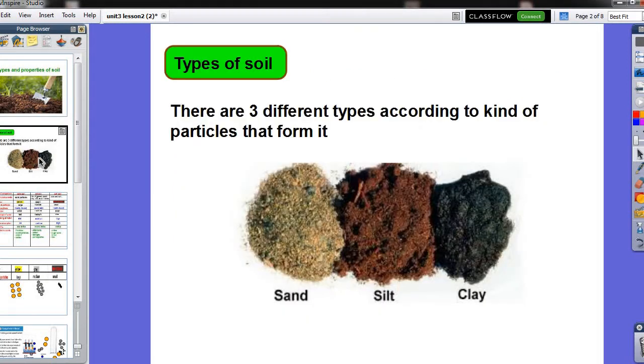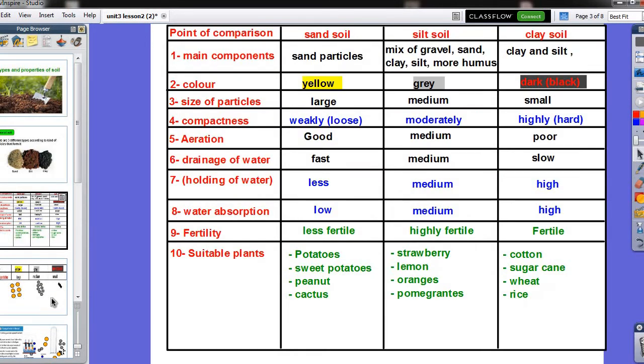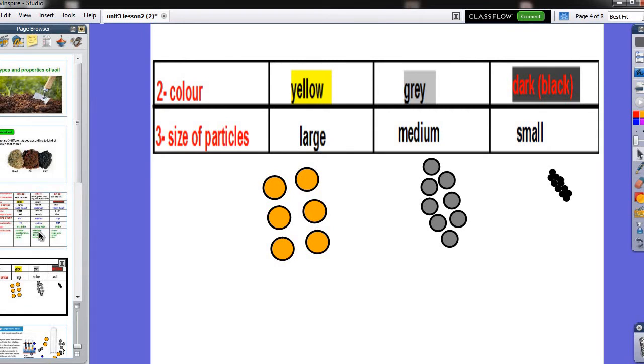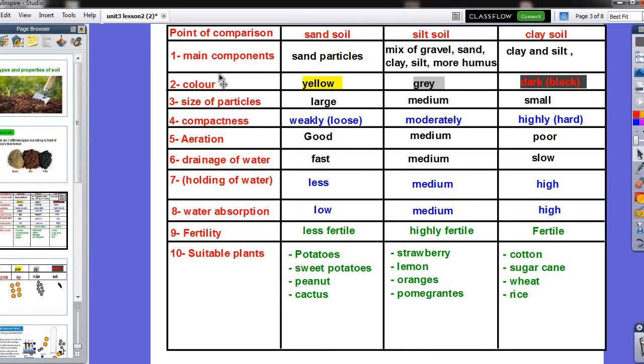Today I will talk about the types and properties of the soil and how we can differentiate between them. I have three types of soil, the main types of the soil: sand, silt and clay soil. Today we'll talk about how we can differentiate between them, first by the components.